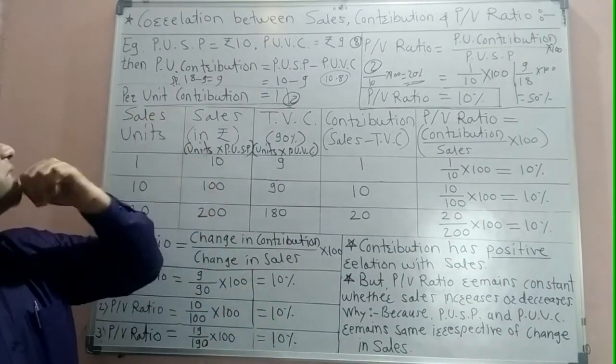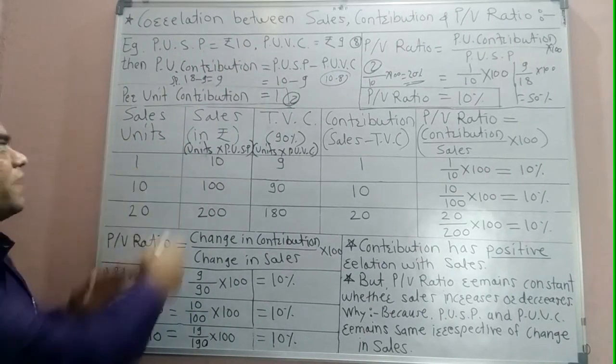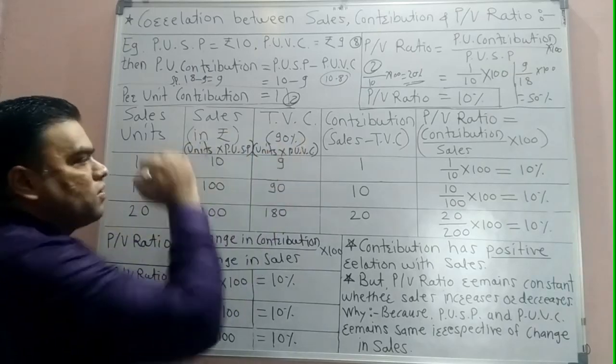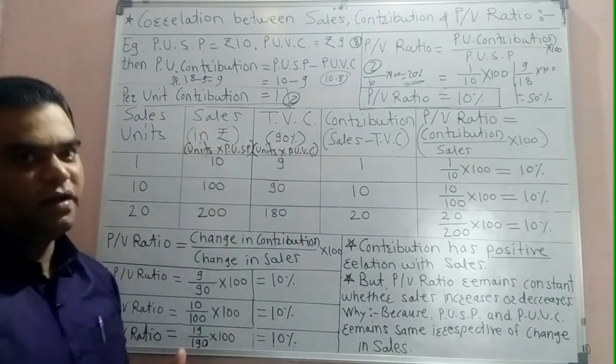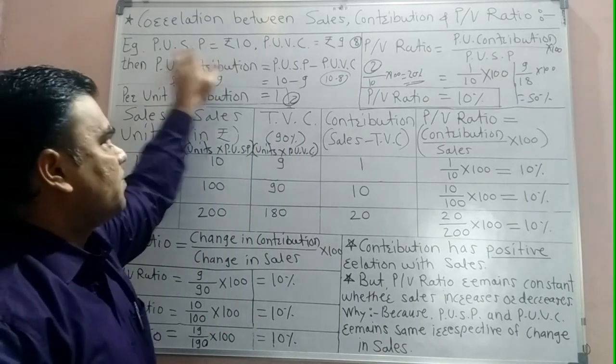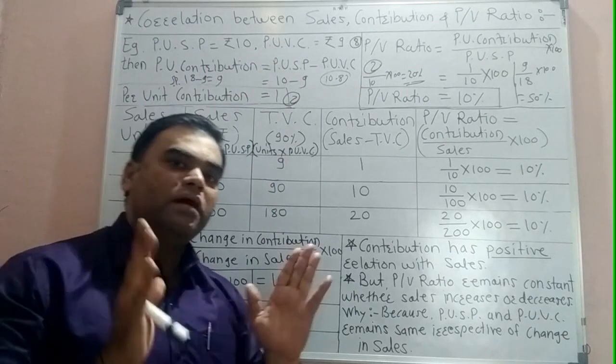We have not changed selling price or per unit variable cost at all levels. At all levels our selling price was 10. At all levels our variable cost was 9. That's why we have not made change in per unit selling price and per unit variable cost. That's why our PV ratio remained unchanged.